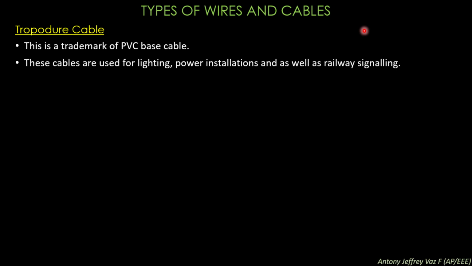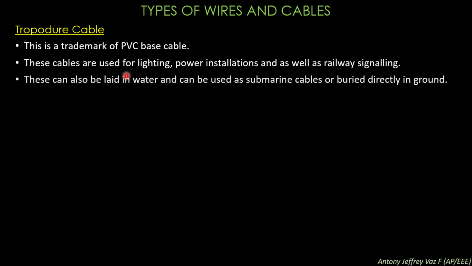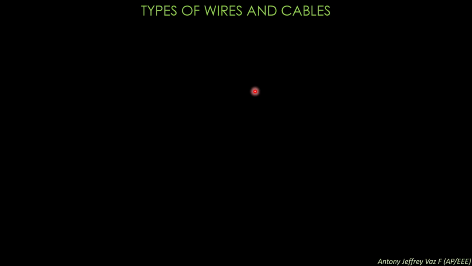So these cables are being used for lighting purposes. Here the lighting purposes represent connecting the lights which are present in a large auditorium or in a large stadium, and then power installations such as generators or any other very high power devices, as well as railway signaling. These can also be laid in water and used as submarine cables or buried directly into the ground. So these types of cables are waterproof, so they can be laid into the water as submarine cables.